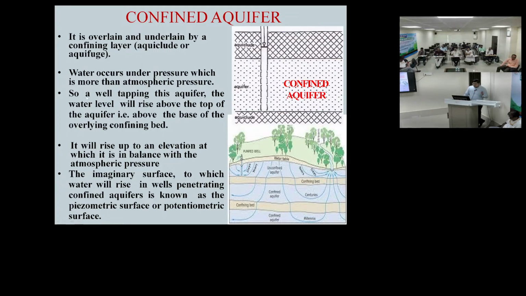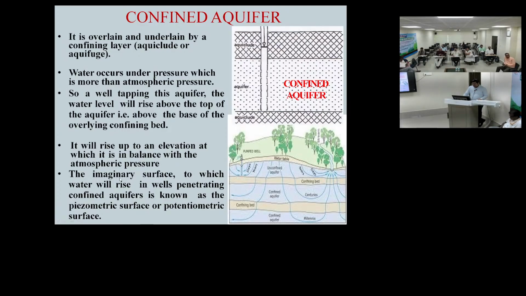So when a well taps this aquifer, the water level rises above the top of the aquifer, because definitely it will be compressed. Suppose it's like puncturing a balloon. In a balloon, if you just pinch a hole, it will burst out. So the same thing happens. The water is under confining stress. So if you puncture a hole, the water will rise above the confining layer. So it will rise up to an elevation.